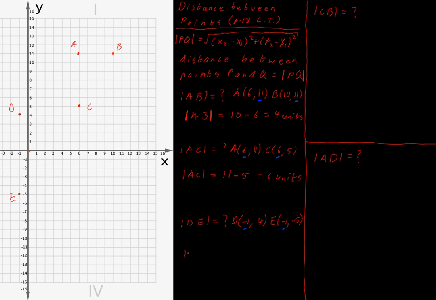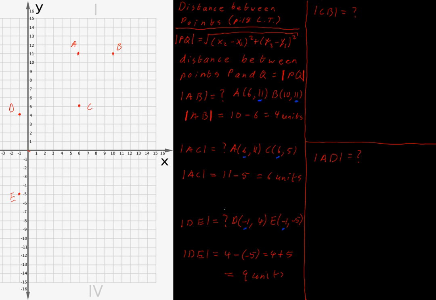So I get the distance between D and E is going to be 4 minus -5. Minus 5 is going to be plus. So a minus multiplied by a minus is going to be a plus, and 4 plus 5 is 9. And we say units for our lengths or our distances.